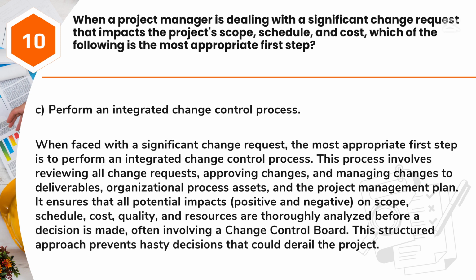Answer: C. Perform an integrated change control process. When faced with a significant change request, the most appropriate first step is to perform an integrated change control process. This process involves reviewing all change requests, approving changes, and managing changes to deliverables, organizational process assets, and the project management plan. It ensures that all potential impacts, positive and negative, on scope, schedule, cost, quality, and resources are thoroughly analyzed before a decision is made, often involving a change control board. This structured approach prevents hasty decisions that could derail the project.